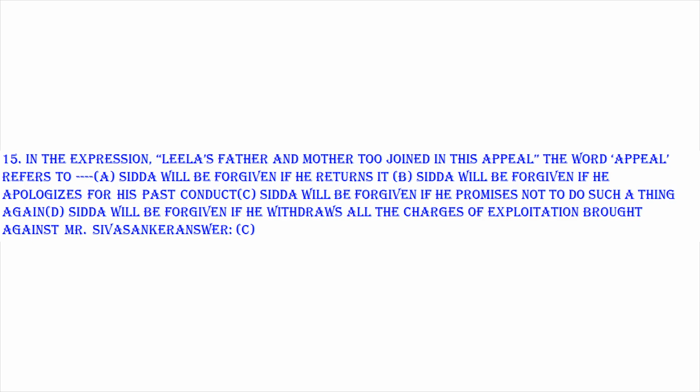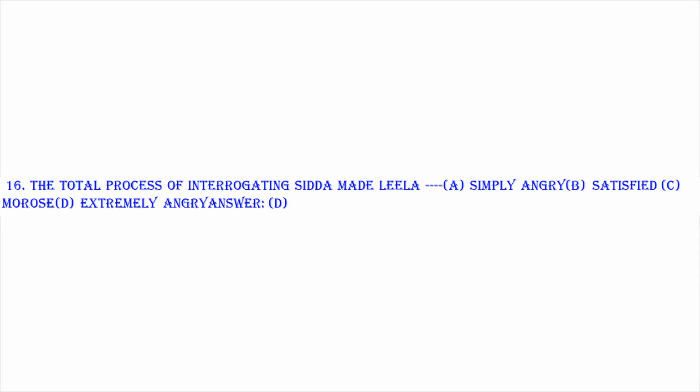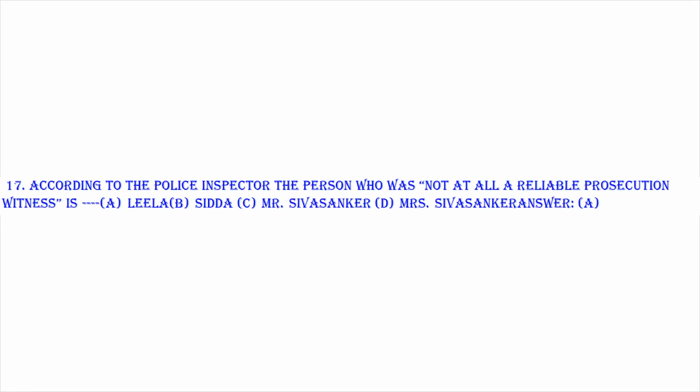6. Leela's mother told her that she had told her to take off her gold chain and put it in the box: A. once, B. many times, C. 5 times, D. not at all. Answer, B. 7. Mrs. Shivasankar shouted the name of Siddha because: A. she had to send Siddha to the market once more, B. she wanted Siddha to tell her a story, C. she thought that Siddha had stolen the chain, D. none of the above. Answer, C.